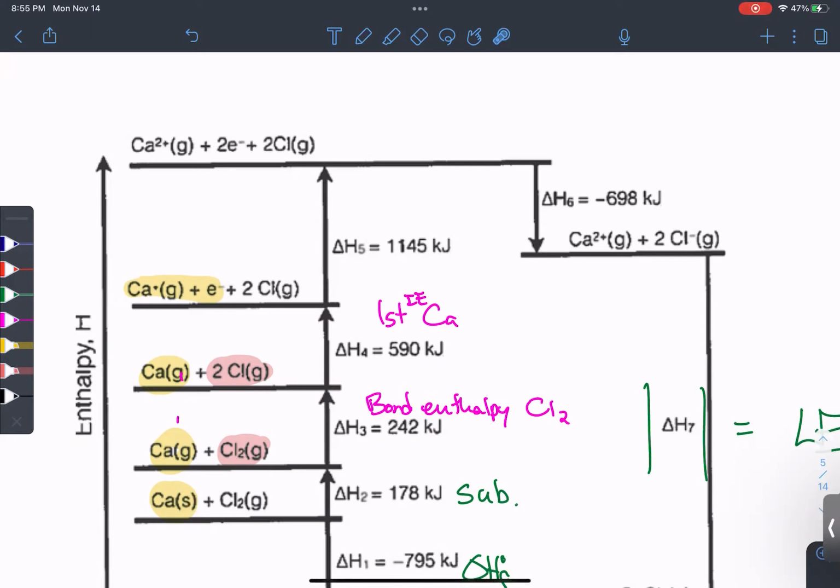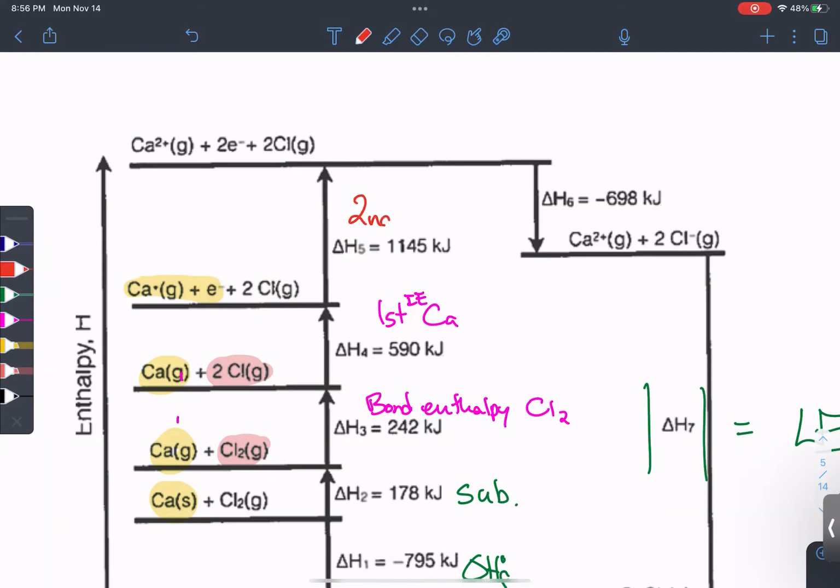If you remember back in chapter 7, ionization energies are all measured by removing an electron from an atom in the gaseous state. That's why we have to sublimate calcium solid first. But that means chlorine is already in the gas phase, which is nice. Oh wait, we're not at that step yet. So what's delta H5?